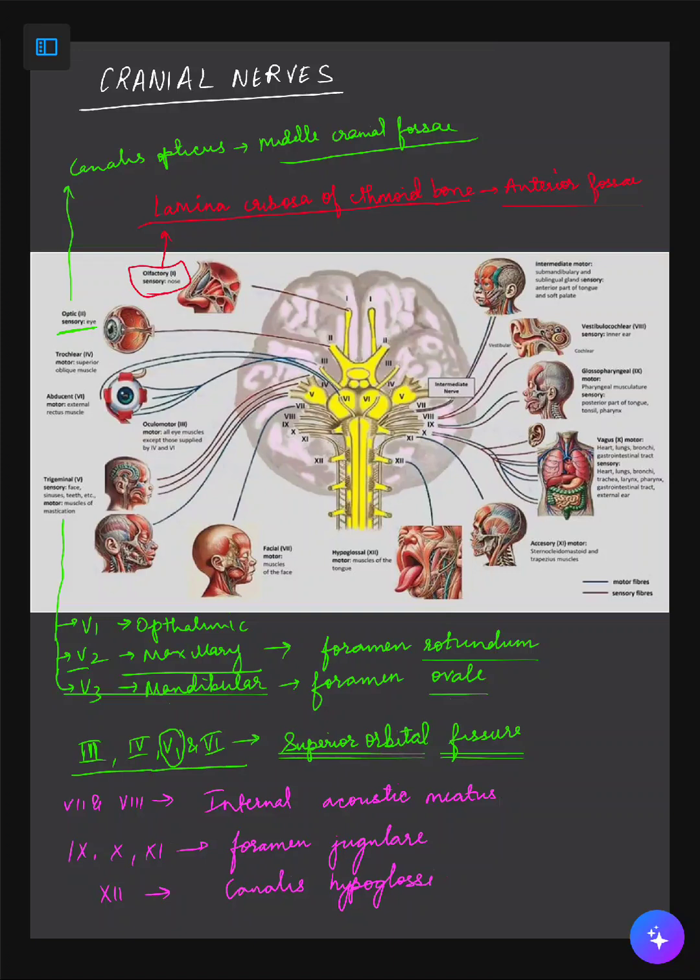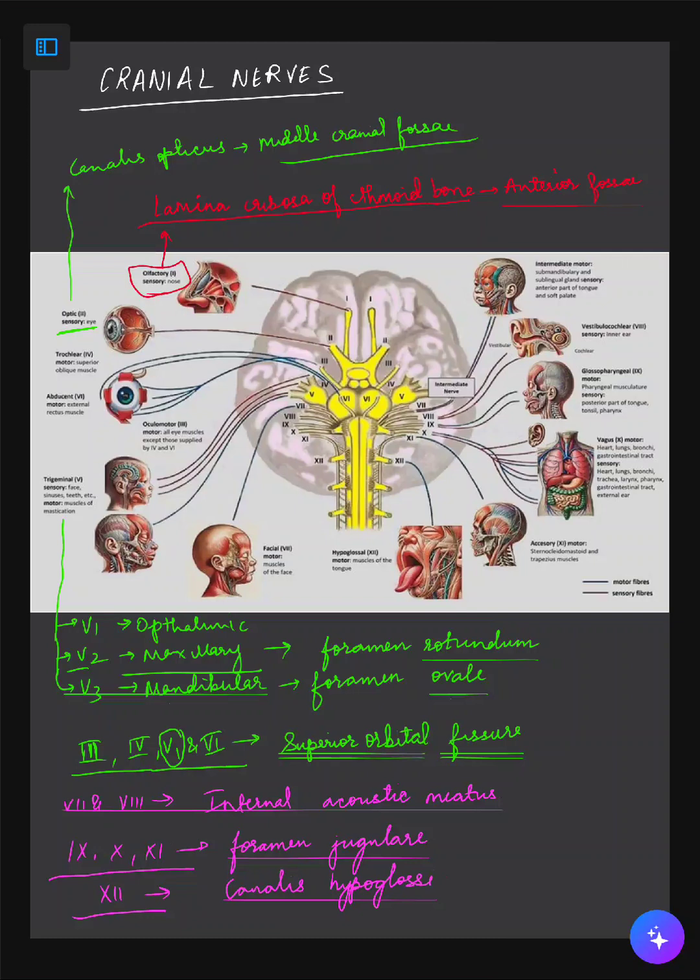Now, next is the posterior cranial fossa. In this posterior cranial fossa, the nerves are from the facial nerve to the hypoglossal nerve, from 7th to 12th. The 7th and 8th nerves open into the internal acoustic meatus. The 9th, 10th and 11th open into the foramen jugulare, and the 12th nerve in the canalis hypoglossi. Now these are all the cranial nerves from 1st to 12th.